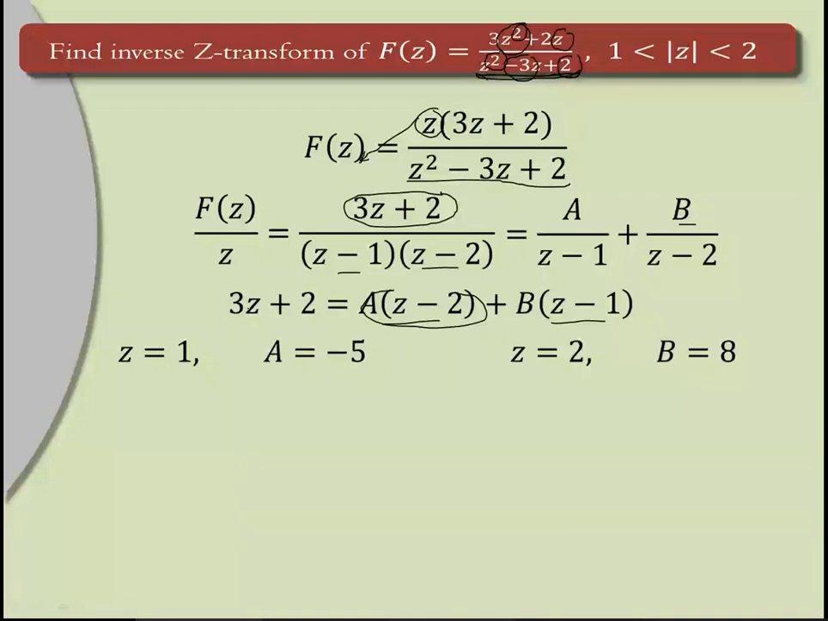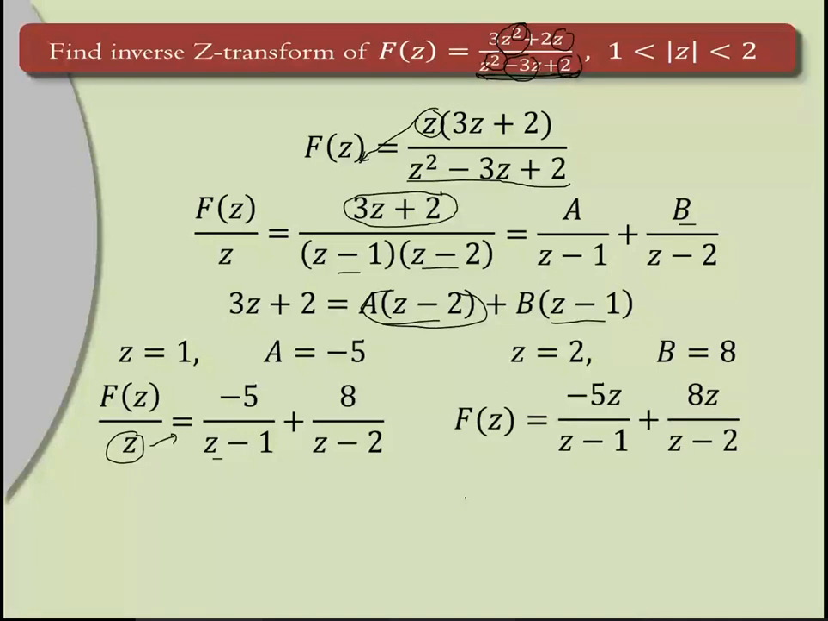So put these values of A and B back into this equation. So F of z by z will be A upon z minus 1, that is minus 5 upon z minus 1, B upon z minus 2, that is 8 upon z minus 2. Now, after separating by partial fractions, take this z to the other side, because we want the inverse z transform of F of z. So removing that z now, F of z will be minus 5z upon z minus 1 plus 8z upon z minus 2. And now take the inverse z on both sides.